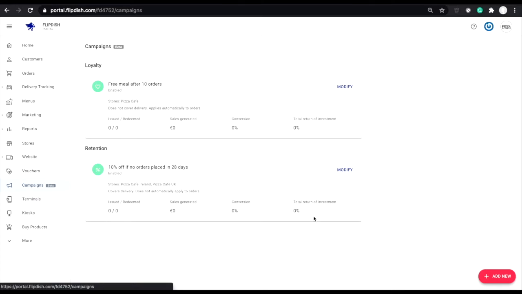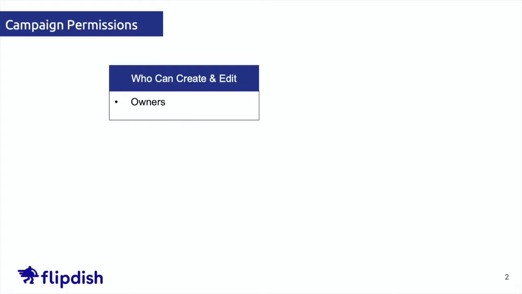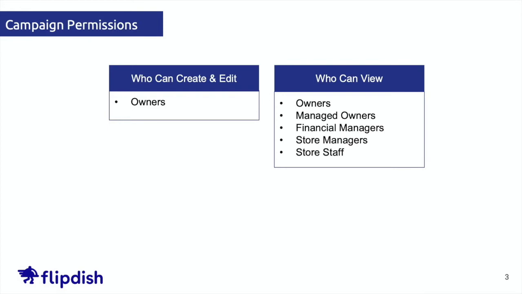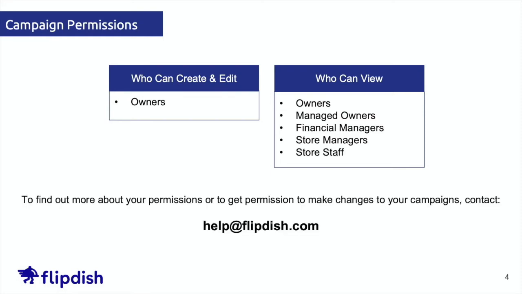As you may know, our Flipdish portal has many different levels of permission. Not everyone is able to modify or create these campaigns. Campaigns can only be added or modified by owners, but can be viewed by owners, managed owners, financial managers, store managers, and store staff. If you're unsure of your permissions on the Flipdish portal, contact help@flipdish.com and we will be happy to clarify the situation.